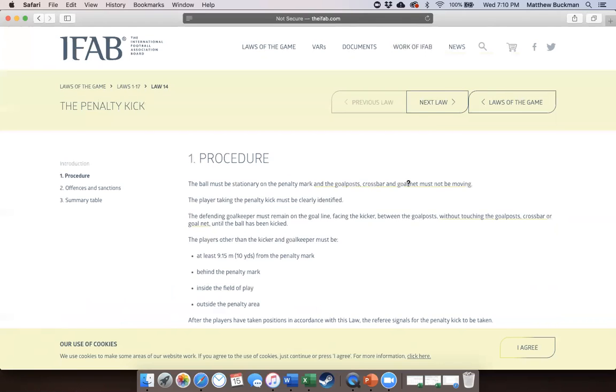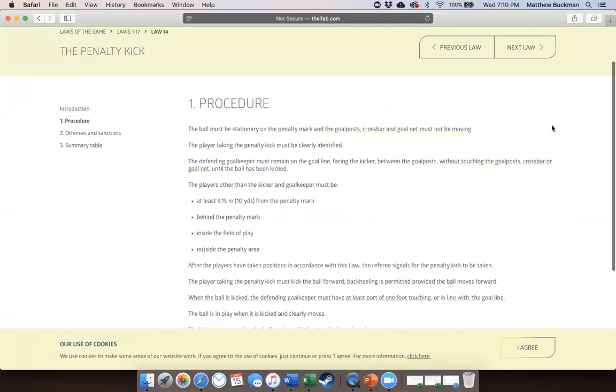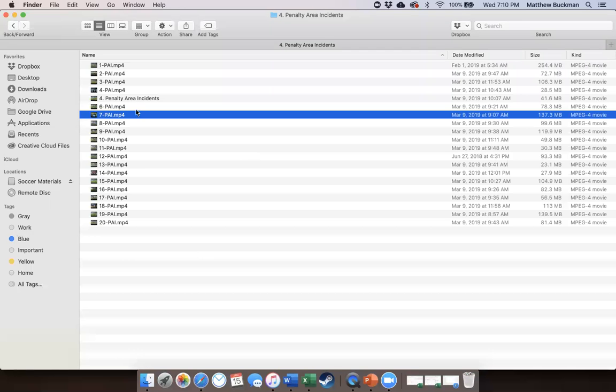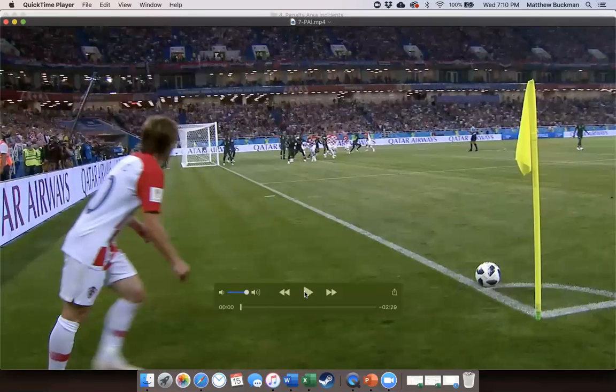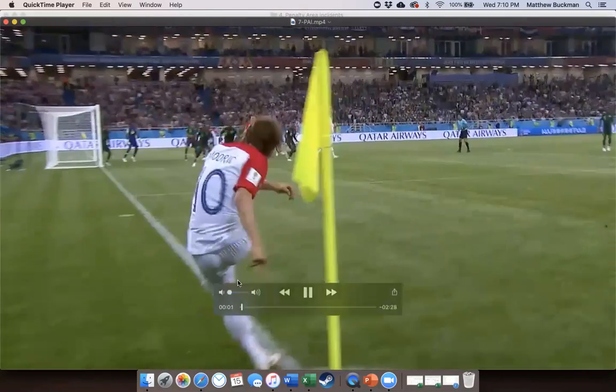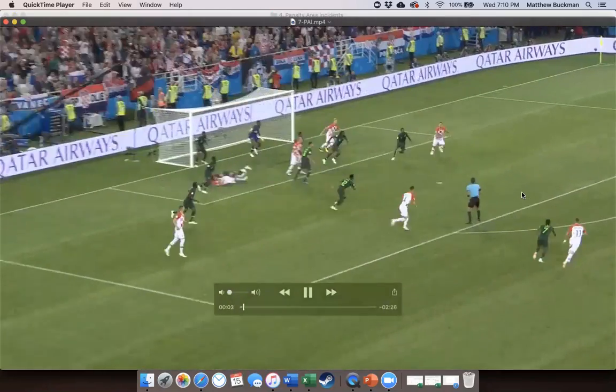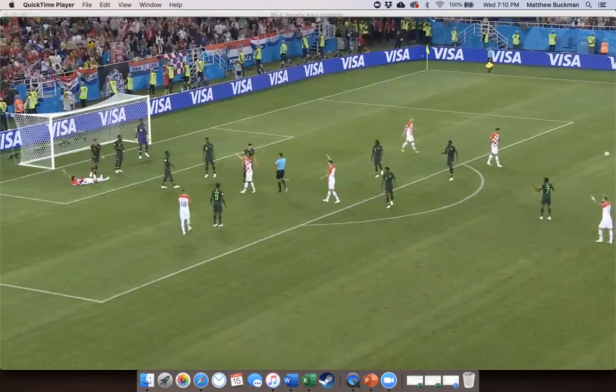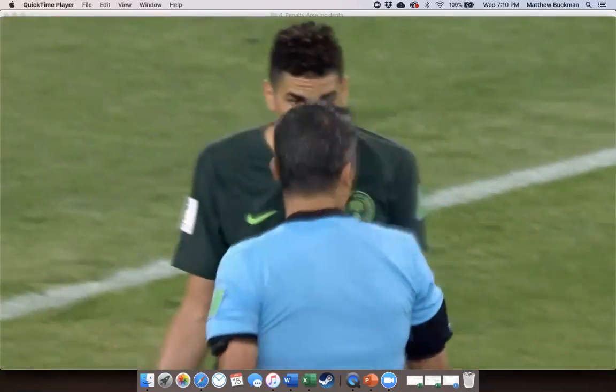Exactly. So first, we're going to talk about our procedure for awarding a penalty kick. We'll go and look at a couple of clips that I've pulled out for the kinds of fouls you want to be looking at for penalty kicks, just a couple of examples. We'll watch the replay here in a second, but this will be a very standard holding foul.